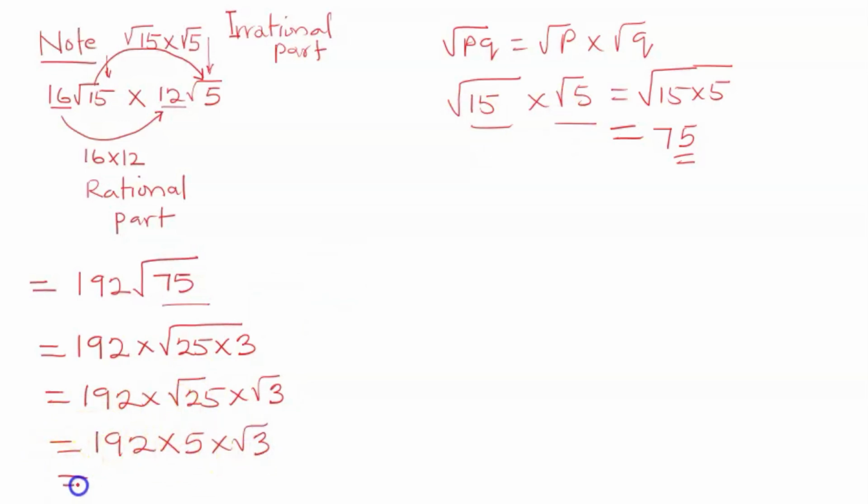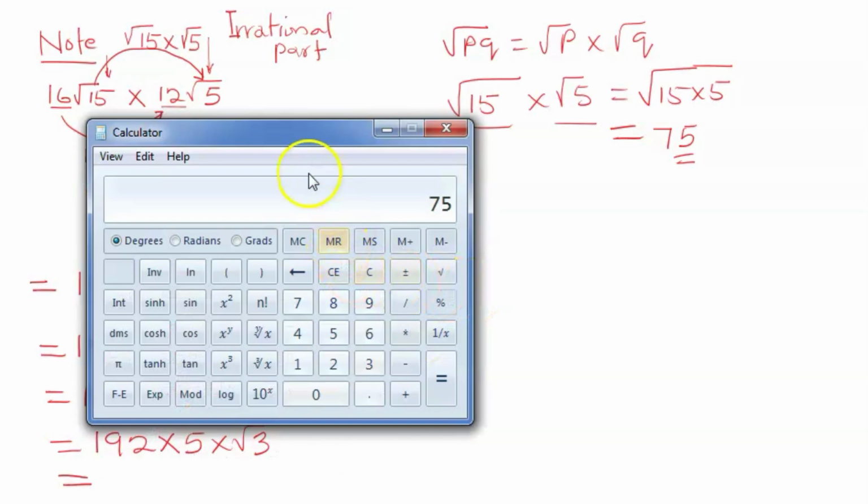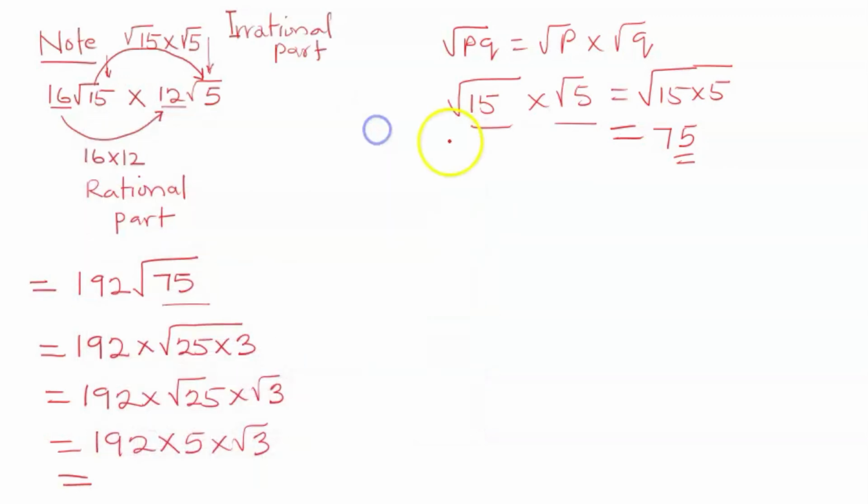Now you see the irrational part. Now we can see another 192 and 5. Both of them are rational, so we multiply them together. We have 192 multiplied by 5, which is 975 (as stated in the video). So we have 975 root 3. So you see, this is how you can actually solve this problem.